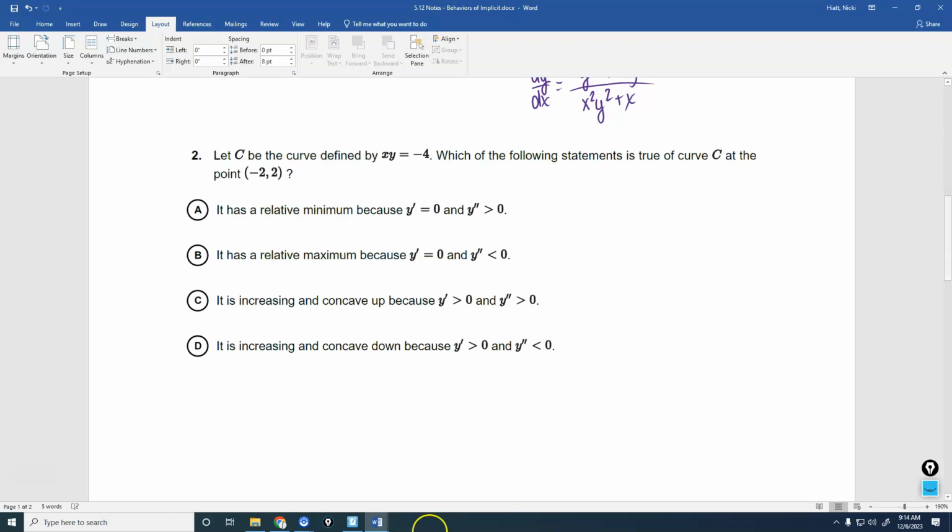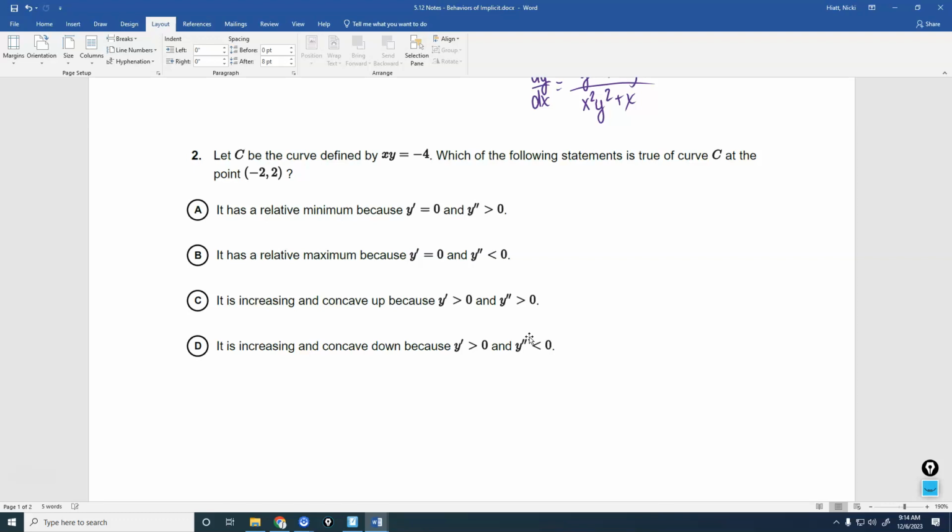If you look at your answer choices, they can lead you to what you're supposed to be doing. It talks about relative minimum or relative maximum, increasing concave up, increasing concave down, and it gives you information about the first derivative and the second derivative. Essentially, you have to find the first derivative and plug in this point, then find the second derivative and plug in this point. We'll have information about those derivatives that we can match to one of these answer choices.